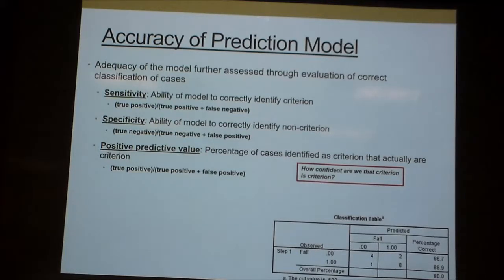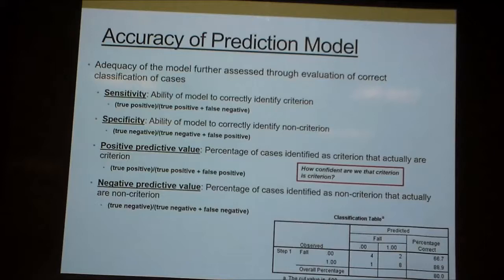Because if I wanted a maximally sensitive measure, I'd just say everybody has cancer, right? And then my sensitivity is 100%. Then we make sure that everybody gets treatment, right? But we're going to be providing treatment to a lot of people who don't have cancer. We're going to be scaring the hell out of a lot of people, right? And so our positive predictive value is telling us if we say that someone's a criterion case, how confident are we, right? And the same thing with negative predictive value.